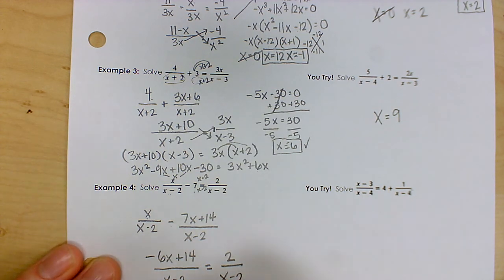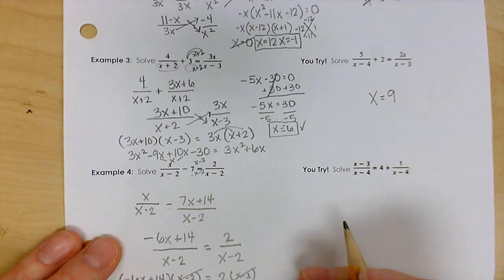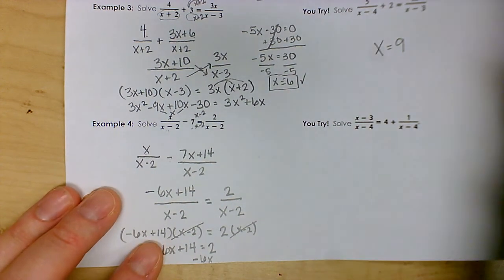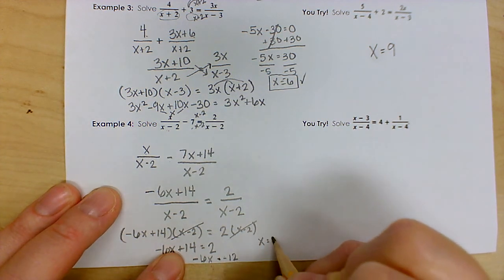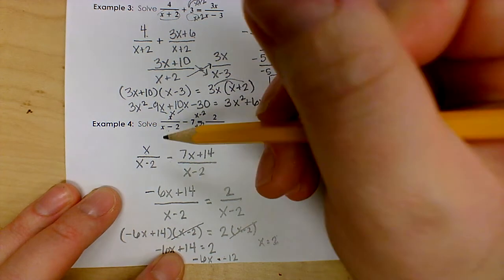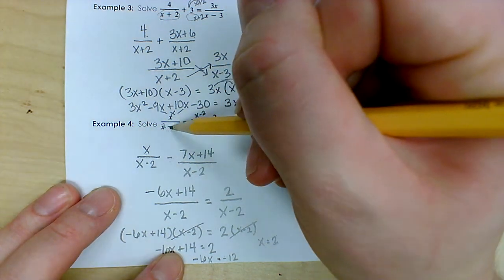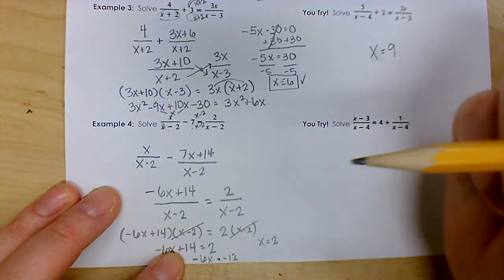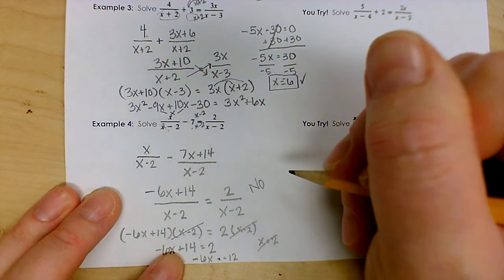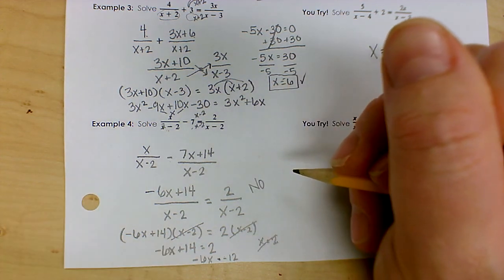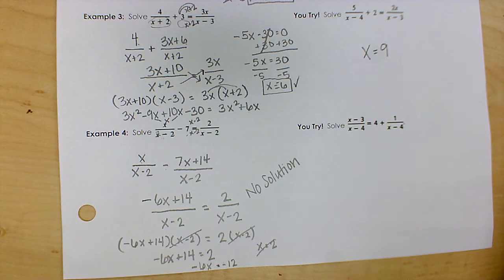Subtract your 14, and you get negative 6x. Sorry, I got off paper here. Subtract your 14, you get negative 6x equals negative 12. Divide by negative 6, x equals 2. If you look, if you plug in 2, right here, 2 minus 2 gives me 0, so that is no solution. So there is actually no solution. Okay, this one has no solution. So go ahead for the U-try.